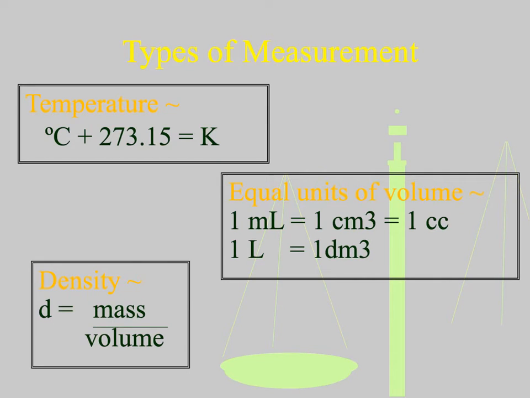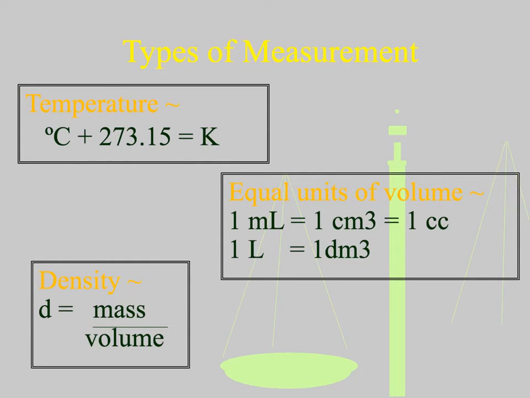So one thing you guys need to know is how to convert degrees Celsius, because the majority of our instruments, our thermometers and our temperature probes, will have readings in degrees Celsius, and you need to know how to convert it to Kelvin. And it's very simple. So you need to take the degrees Celsius and add 273.15 to it, and you get your Kelvin temperature.